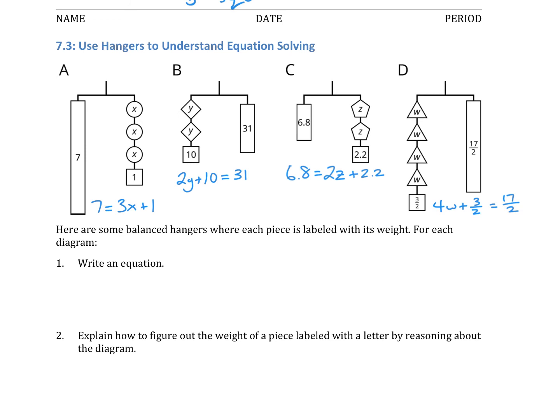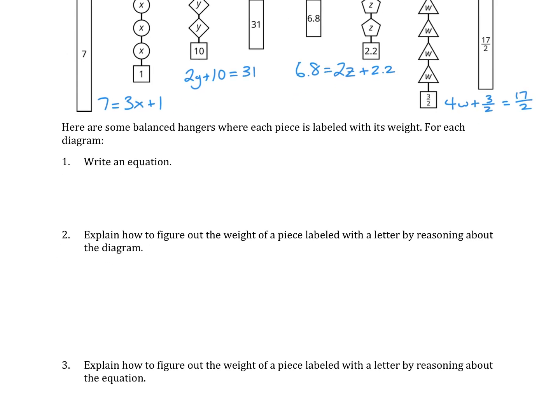So how would we use the diagram to figure out the weight of the shape labeled by a letter, so labeled by a variable? So in general, I'm just going to make this very general instead of specific to each diagram. The first thing you want to do is you want to eliminate any number that is on the same side as the variable.